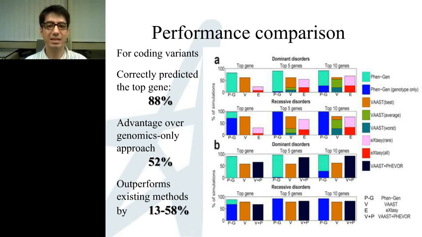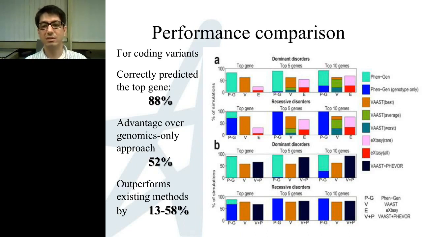The third bar is eXtasy, shown in red and pink here. eXtasy was recently published, and it integrates the patient's symptoms in its prediction. In its publication, it was evaluated for all mutations and also restricting it to rare mutations only. And the two components of the eXtasy bar show its performance under these two scenarios.